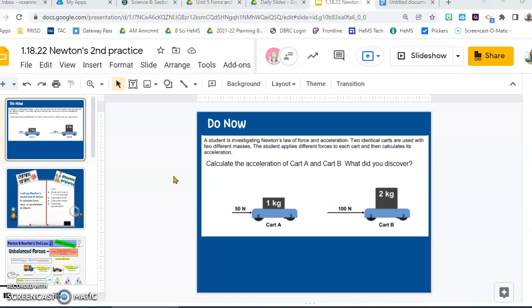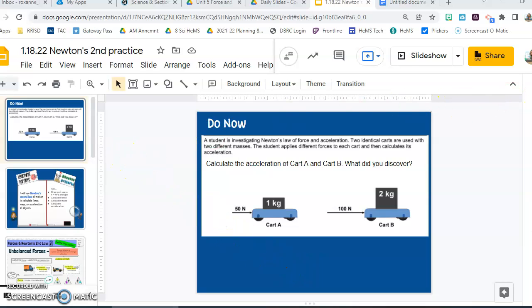A student is investigating Newton's law of force and acceleration. Two identical carts are used with two different masses. The students apply different forces to each cart and then calculate the cart's acceleration. If we calculate the cart of cart A and cart B, what do we discover?